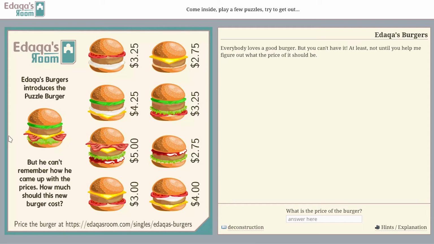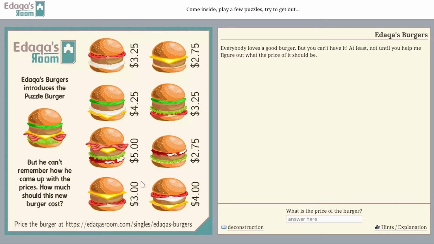So if you want to work out the price of this burger, it means you're going to have to work out the price of these burgers, how they get their prices. And here we're going to look for patterns. Because it's deconstruction, it means something about these parts are going to add up to this whole. And so knowing that, take a quick try. Try to see if you can figure out how these prices come from these burgers.